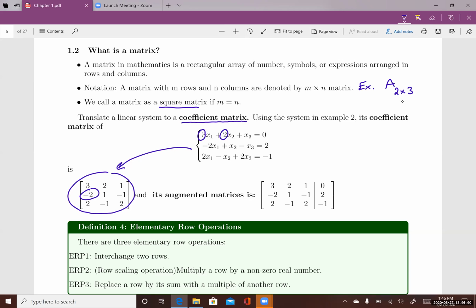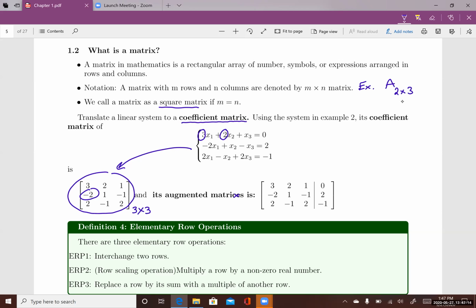So this matrix here has 3 rows and 3 columns, so it's a 3 by 3 matrix. And each entry of this coefficient matrix is the coefficient that corresponds to the variable and to the equation that the coefficient is in. All right, so from one linear system of equations, you have a coefficient matrix, and you also have an augmented matrix.